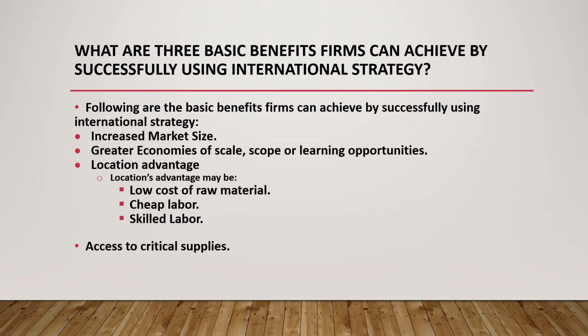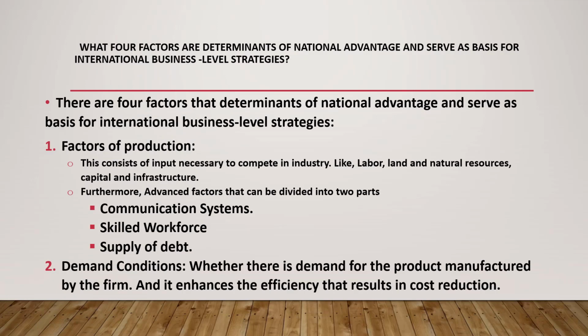After that we have second question. What are three basic benefits firms can achieve by successfully using international strategy? So following are the basic benefits firms can achieve by successfully using international strategy. Increased market size, greater economies of scale, scope or learning opportunities, location advantages. Location advantages may be low cost of raw material, cheap labor, skilled labor, and the access to critical supplies.